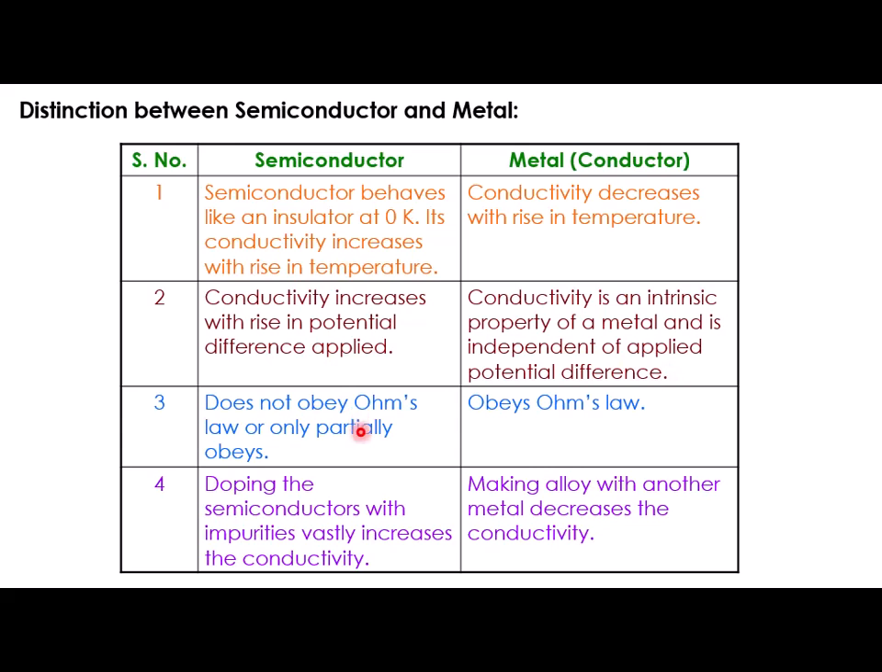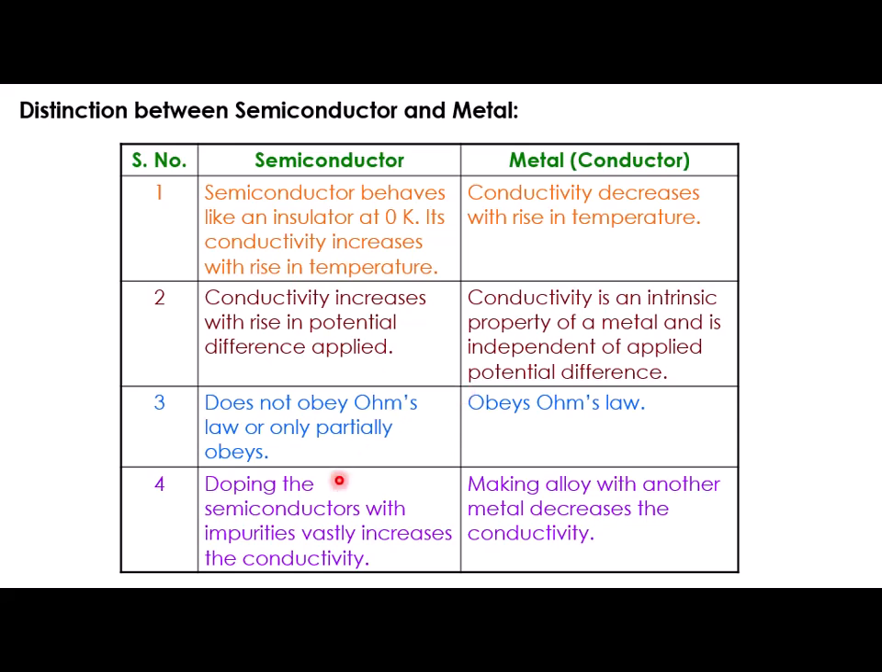Now, the conductivity of semiconductor does not obey Ohm's law, or it obeys partially. At certain potential difference it obeys Ohm's law, at other points it does not obey Ohm's law. This point also you will get clear about when you will study about the p-n junction diagram. Whereas in case of metal, the metal obeys Ohm's law very nicely.